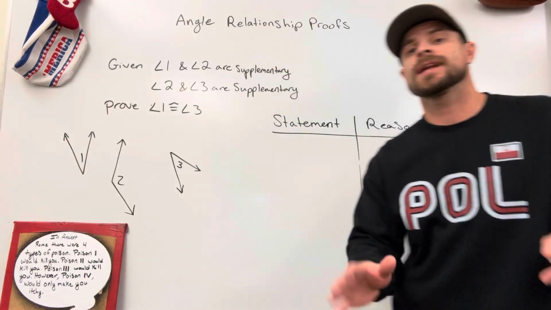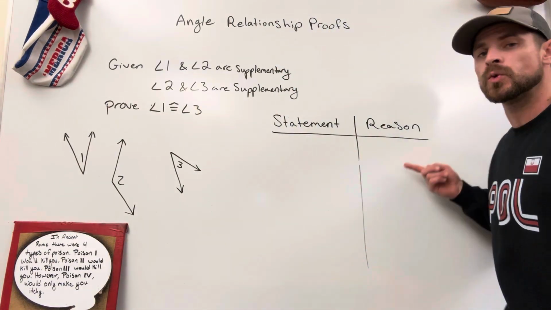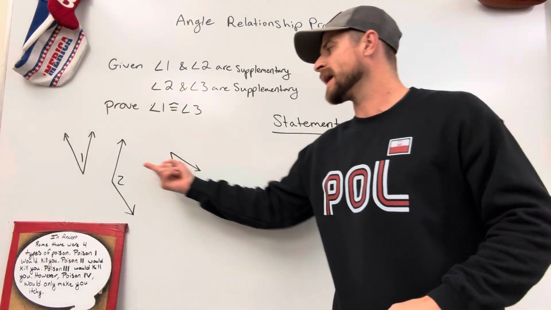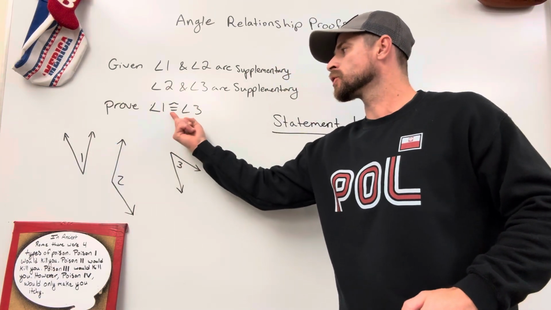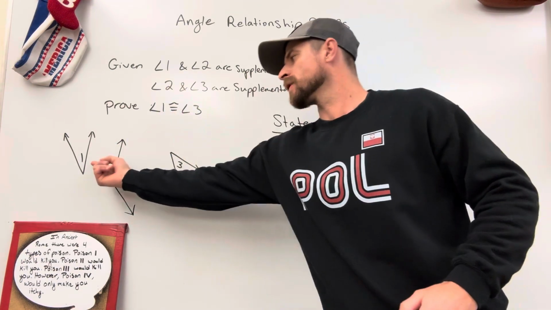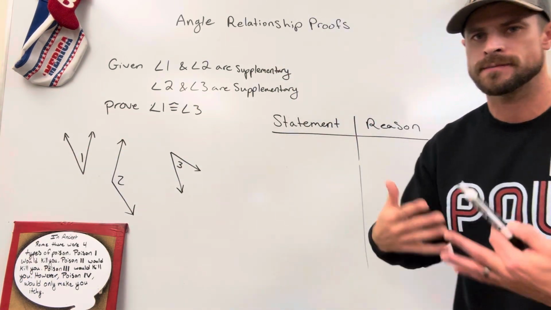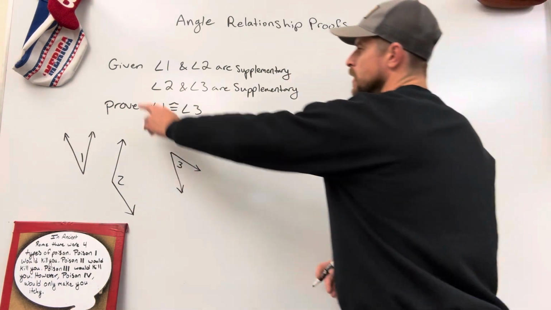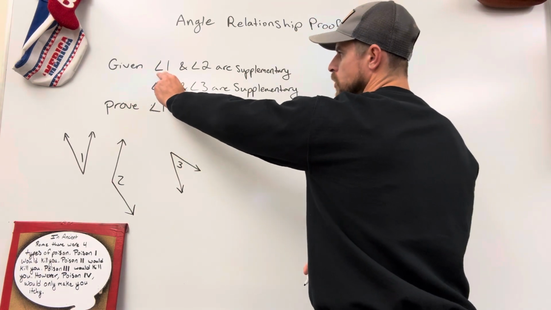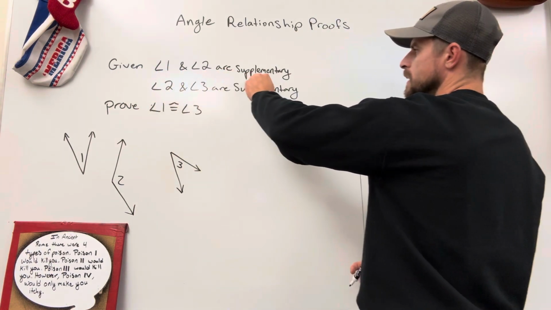All right, in this proof, you're going to have a few more statements and a few more reasons to explain why angle 1 is congruent to angle 3. They look like they could be the same, but we can't just confirm that unless we have some information, right? So that's where our givens come into play. We are being told angle 1 and angle 2 are supplementary.